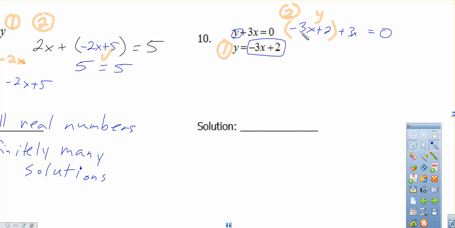Well, again, the variables cancel out. We have negative 3x and 3x. So what we have here is 2 equals 0. That is a completely false statement. So therefore, our answer is going to be no solution. Now, if you remember again, inconsistent, we have two lines here that really are parallel. They're parallel, they never intersect, therefore there is no solution to this system.